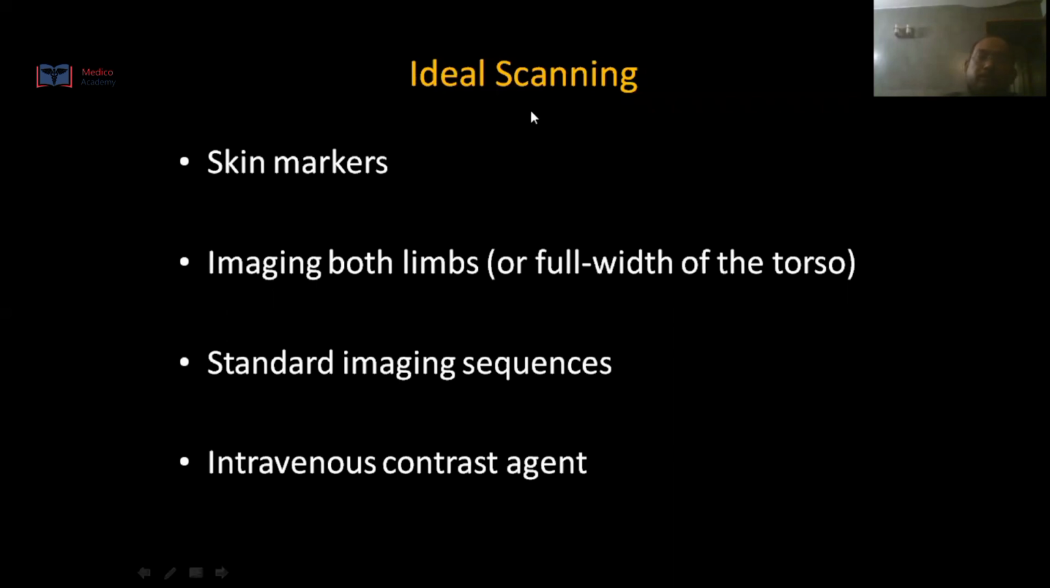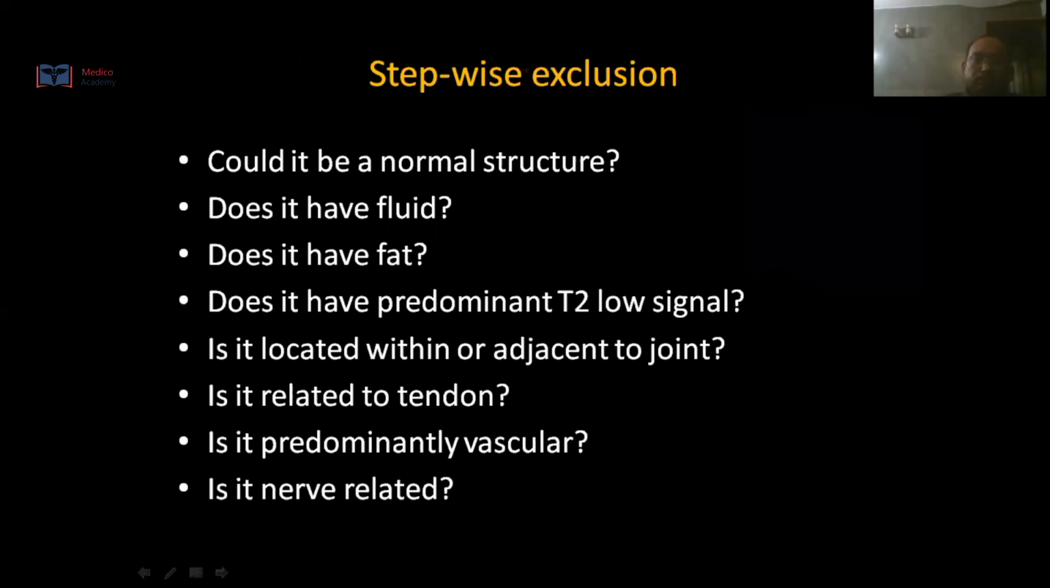Ideally, scanning should be done with a skin marker at the site of the pathology. We should image both the limbs or the full width of the torso. In case of a torso lesion, standardized imaging sequences should be used, and an intravenous contrast agent needs to be used. So, how do we differentiate a malignant lesion, sarcoma, from a benign lesion?